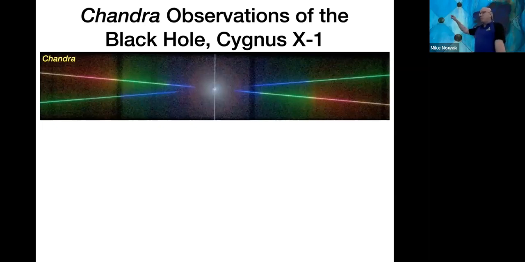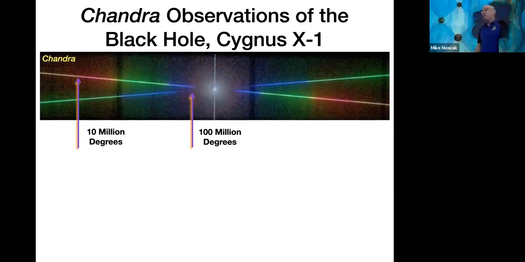And then you see that we're spreading out the light in X-rays, and we have 100 million degree light towards the center, and we have 10 million degree light towards the sides.